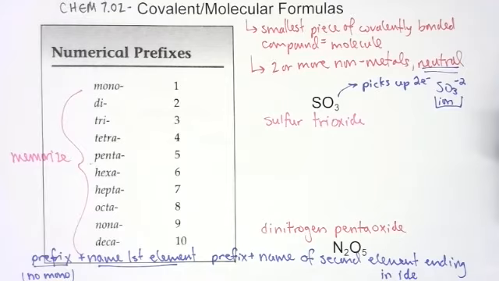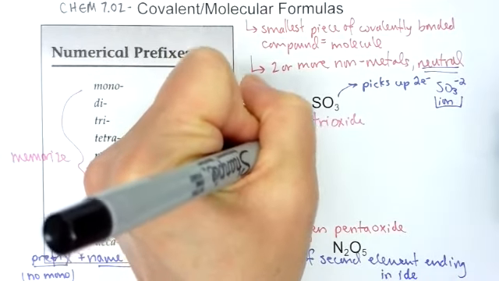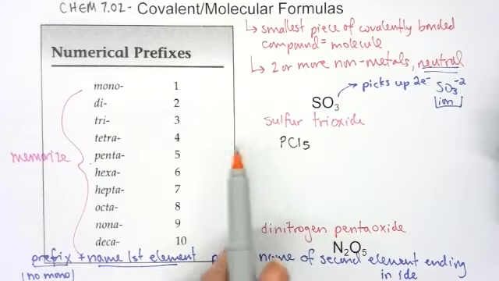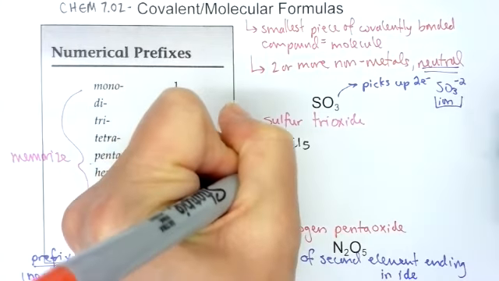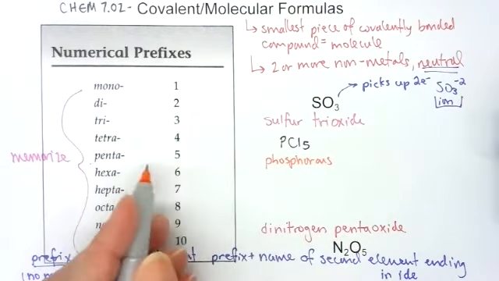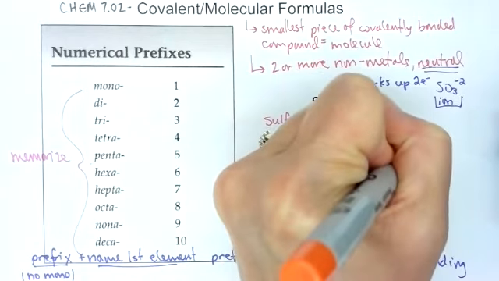So let's do a couple more samples. Let's do PCl5. Again, I only have 1 phosphorus. I have phosphorus and I have chlorine, which are both nonmetals, so those fit here. I only have one phosphorus, so this is going to be phosphorus. 5 is penta, and I change chlorine to chloride. Chloride.